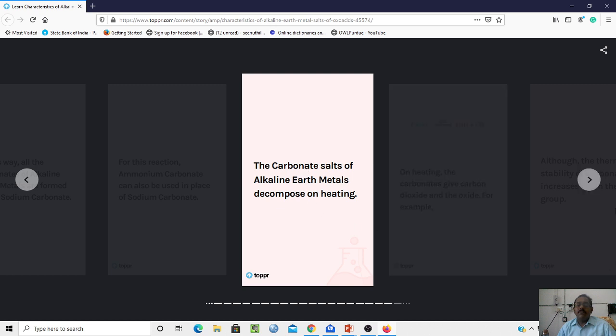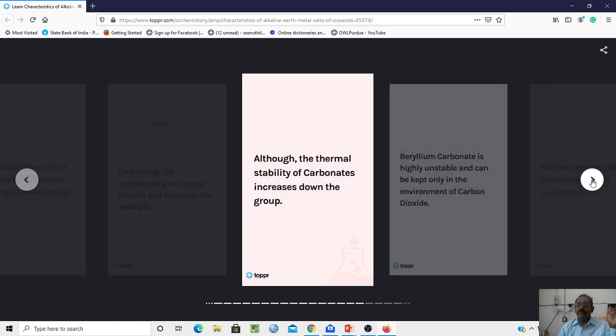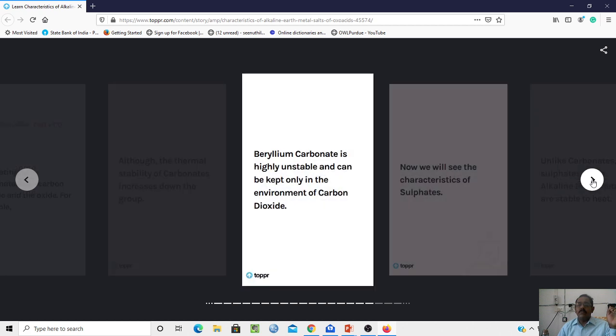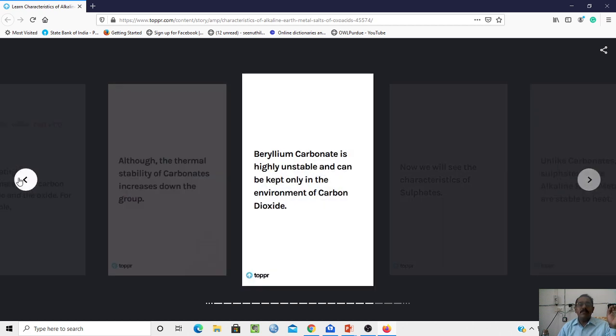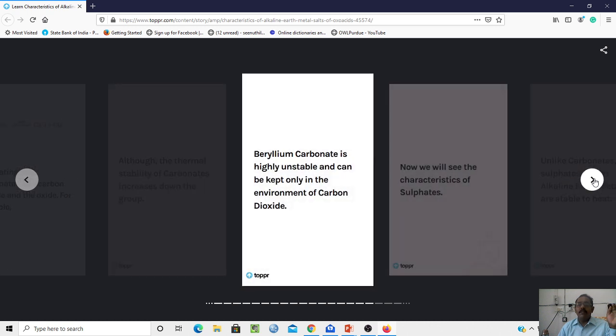The carbonates of alkaline earth metals decompose on heating. On heating, carbonates give carbon dioxide and the metal oxide. The thermal stability of carbonates increases down the group. Beryllium carbonate is highly unstable and can be kept only in an atmosphere of carbon dioxide.